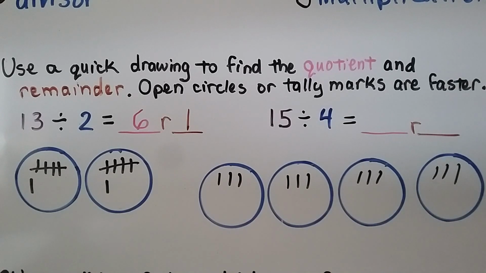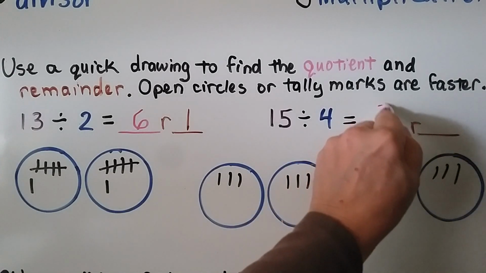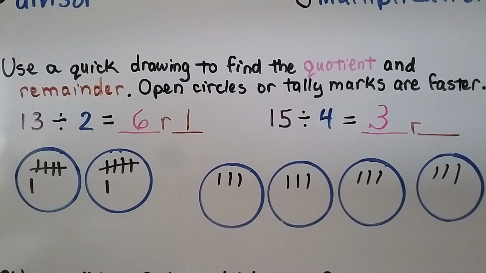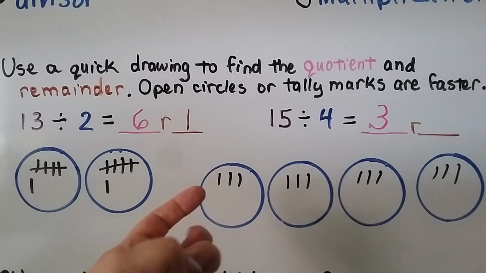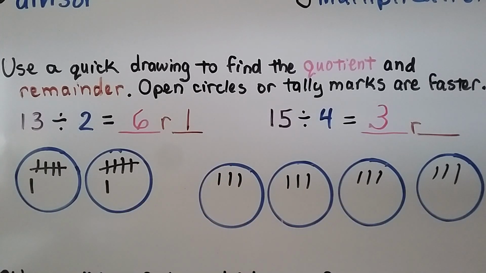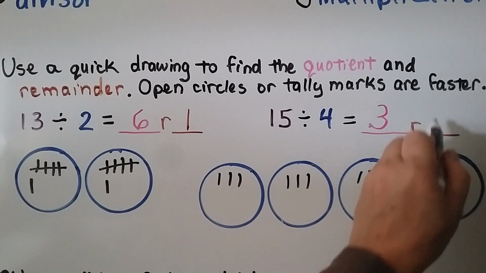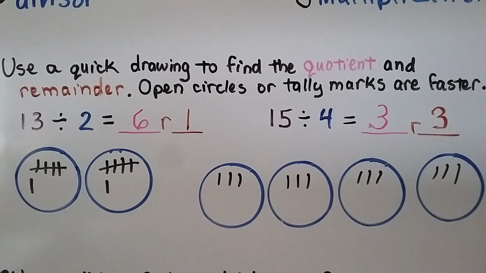We have 3 in each group, and we count on 12, 13, 14, 15. We have 3 left over that couldn't fit into the groups. We have 3, remainder 3.